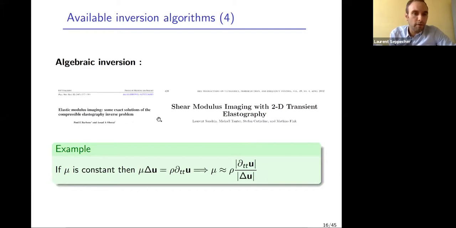You have some papers here about this technique from Michael Tanter and Mathias Fink and some other collaborators. We can also cite a paper of Barbone and Oberai, which gives some mathematical justification of this kind of inversion. So this is what exists so far: the four techniques, and the last two work in practice, and some medical devices in hospitals that produce elastographic images are actually working on this equation.